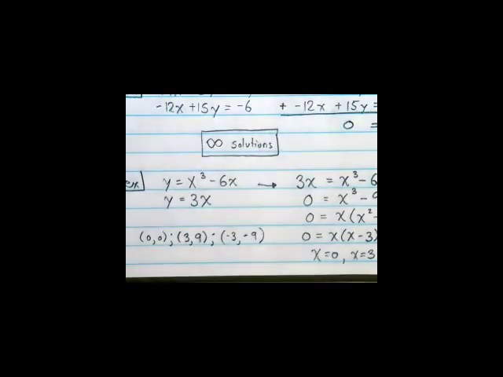Because remember, when we're solving linear systems, where do the two lines function?